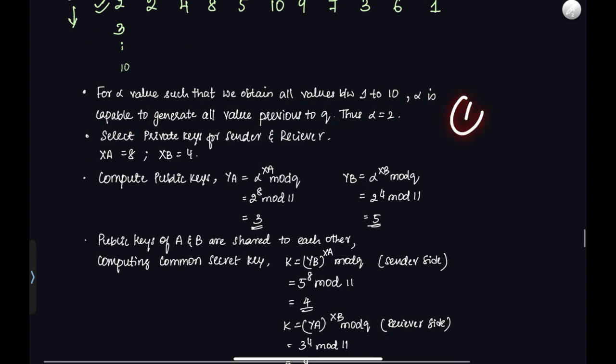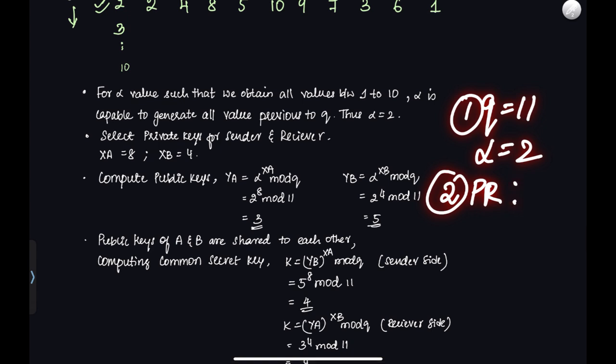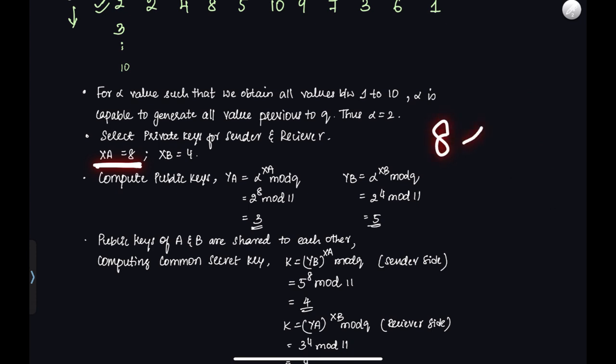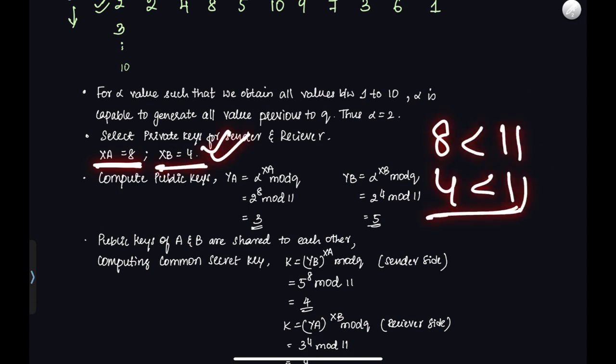Once we are done with the first step, that is the publicly known values, we know q is equal to 11 and alpha is equal to 2. Next step is I have to select the private keys. Private keys I have to select randomly such that they are less than q. So xa I'll select as 8, 8 is less than 11, yes, and xb I'll select as 4, which is less than 11, right? I've selected the private keys.